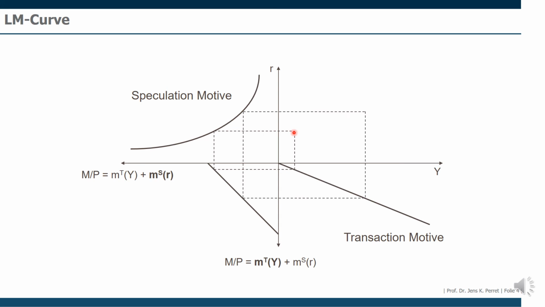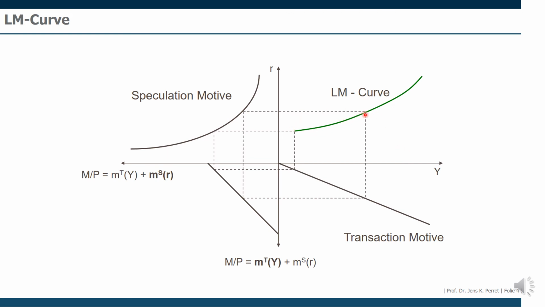Then we're going to do the same thing again. Different GDP, different amount of money demanded for transactions, leading to a different amount of money used for speculation purposes, resulting in a different interest rate, giving us a second point. Now we could continue this indefinitely for a lot of other points. If we were going to do this, what we would end up with is a function like this.